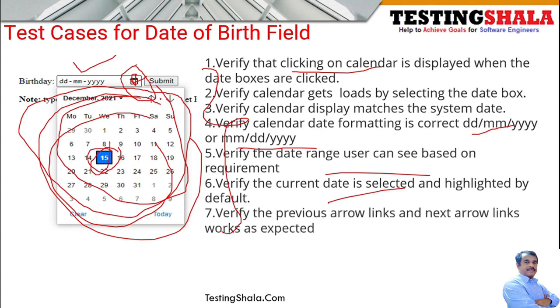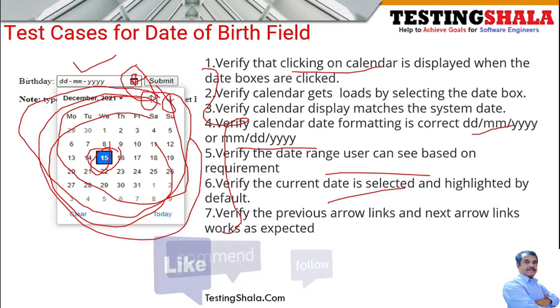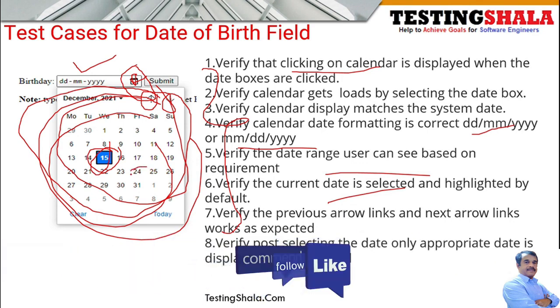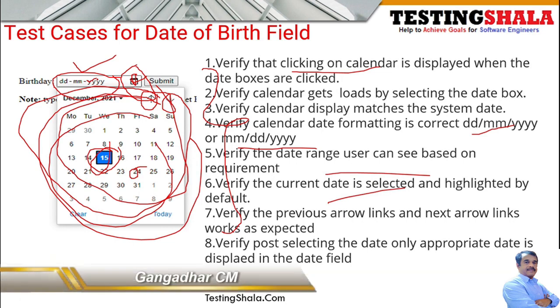You should also validate that there is an arrow mark present in this calendar. When I press on this arrow mark, the appropriate month or year should display in this date of birth field. When I select any particular day, let's say I select this particular date, 24, then the 24th date and December month and year 2021 only should be selected. You should not display any other date other than what we selected.